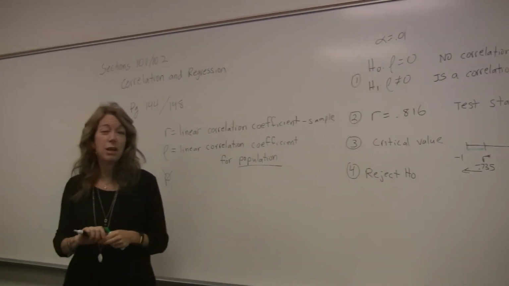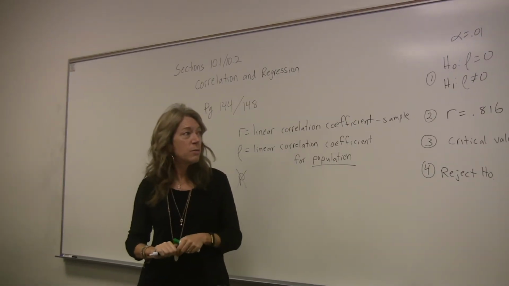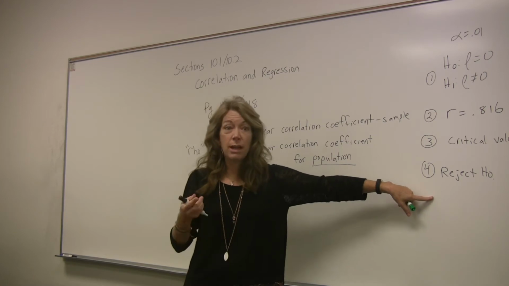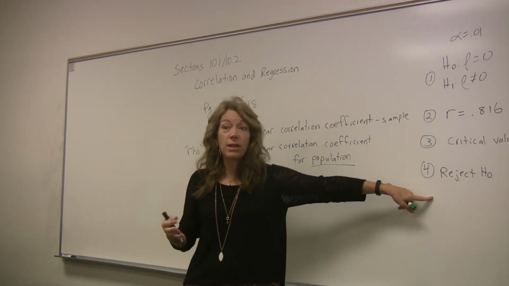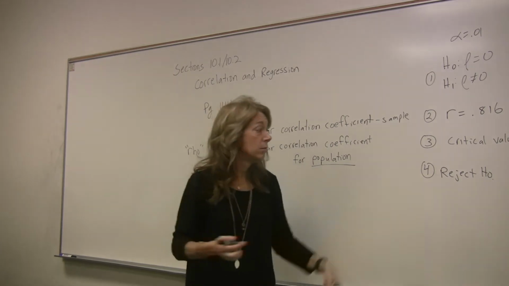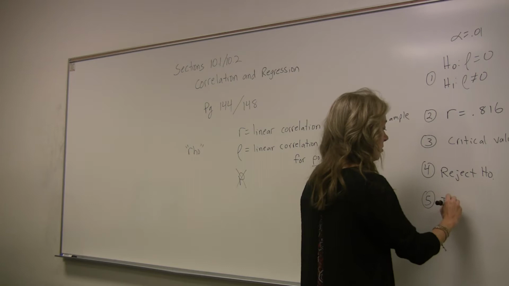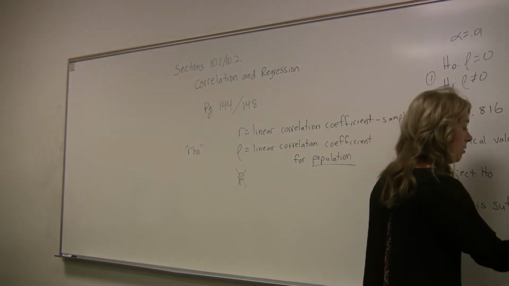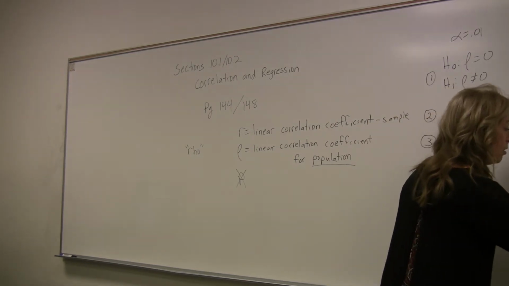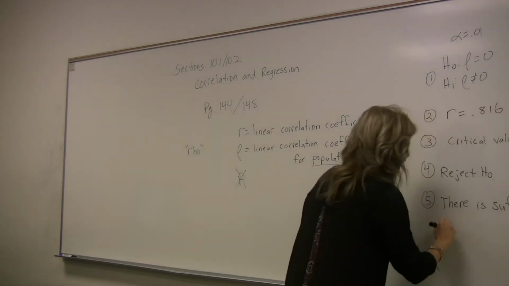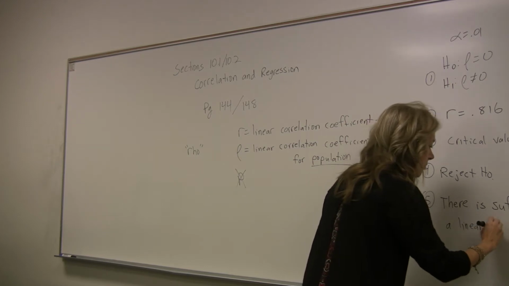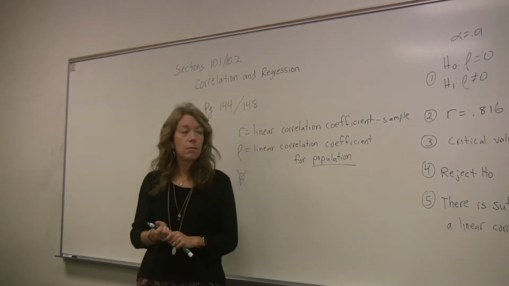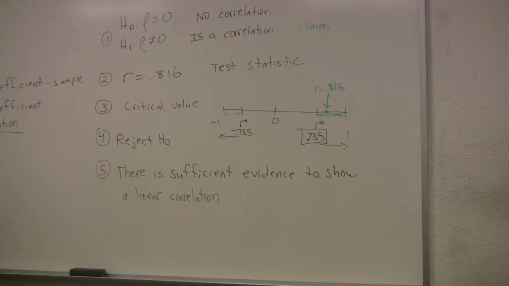You'll see ones coming up where they don't tell you what the claim is, and we'll talk about how to write the conclusion. So what's my conclusion? There's sufficient evidence to support the claim. There's sufficient evidence to support the claim of a linear correlation. So usually what we just write, though, is there's sufficient evidence to show a linear correlation. Questions on that part?